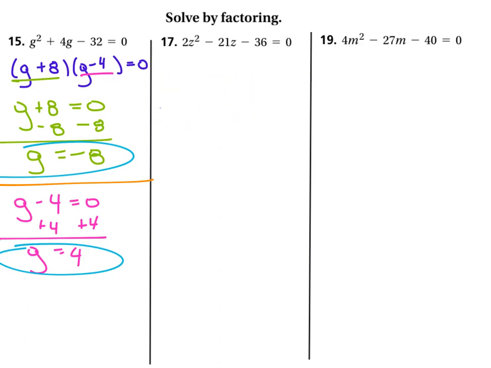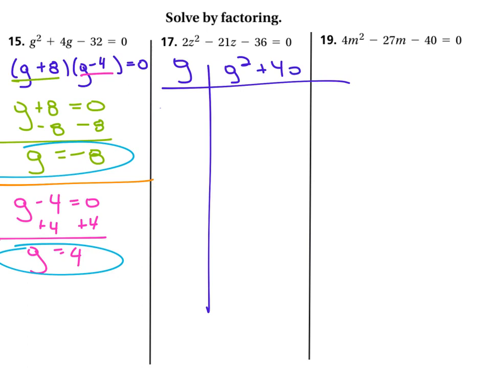Okay, so let's say we were making a table of values, and I'll just keep writing over here for just a second so you get the idea. If this was a value of g, and this was the resulting output when you plug it into g squared plus 4g minus 32. If we had g equaling -8, we'd find that plugging it in, we would get an output of 0.